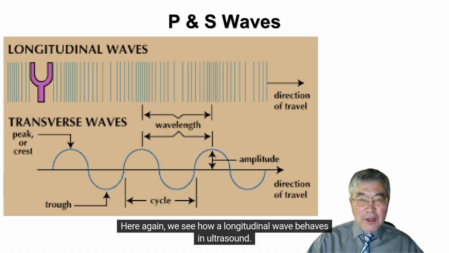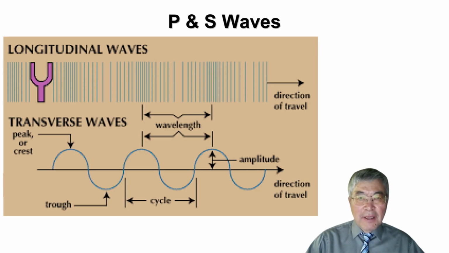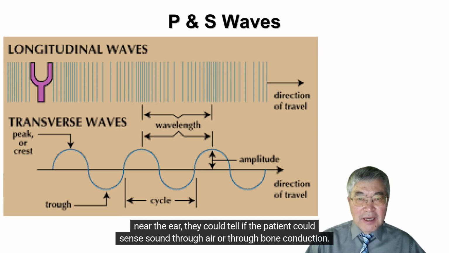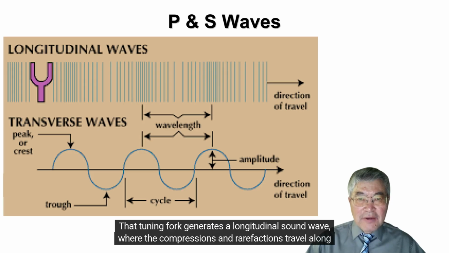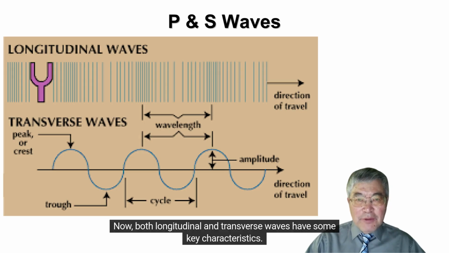Here again, we see how a longitudinal wave behaves in ultrasound. The sound originates from a source, like a vibrating tuning fork. In fact, in the old days, doctors would use a tuning fork to test hearing. By striking it and moving it near the ear, they could tell if the patient could sense sound through air or through bone conduction. That tuning fork generates a longitudinal sound wave where the compressions and rarefactions travel along the direction of vibration.